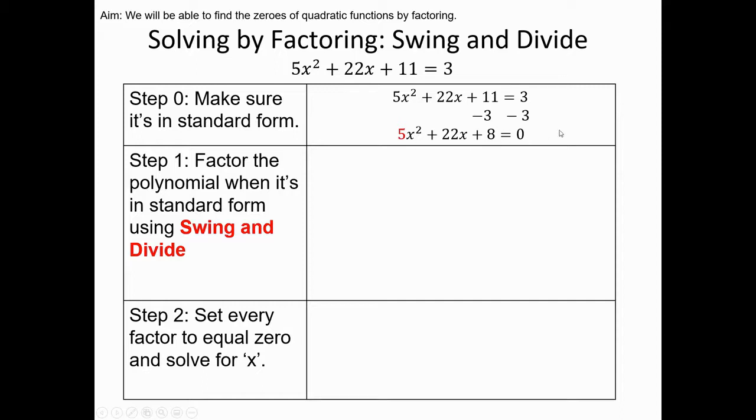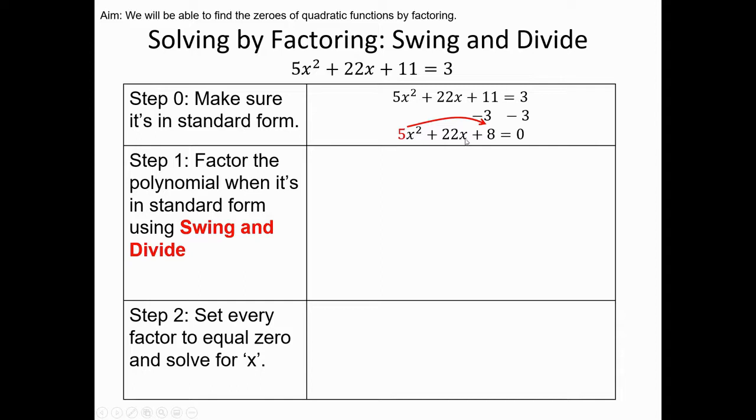Now, here's where things get tricky, because this is the factoring step. You know this is standard form, and now it's equal to 0. I'm going to use a method called swing and divide. How that works is I take a look at the ends right here, and I'm going to swing this 5 over, that's why it was in red earlier, to the 8. And I am going to create a new trinomial.